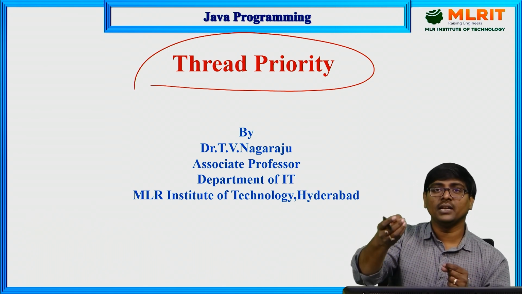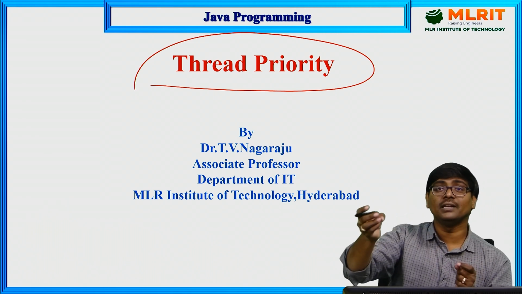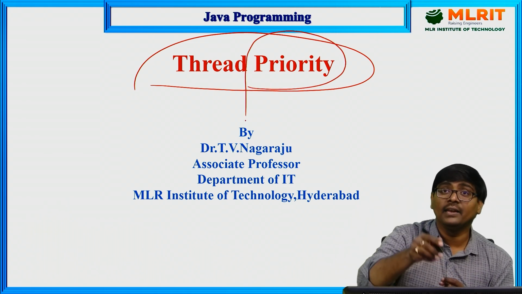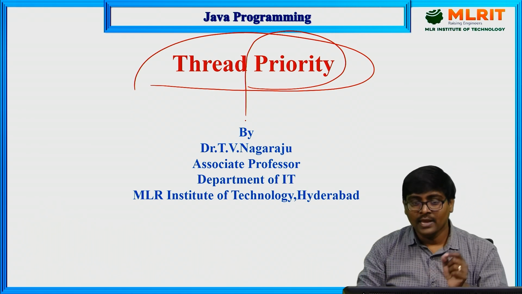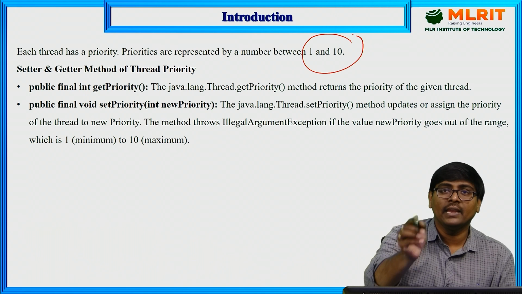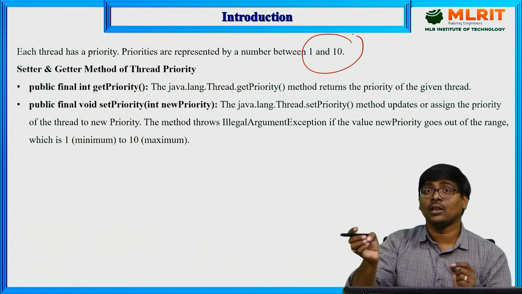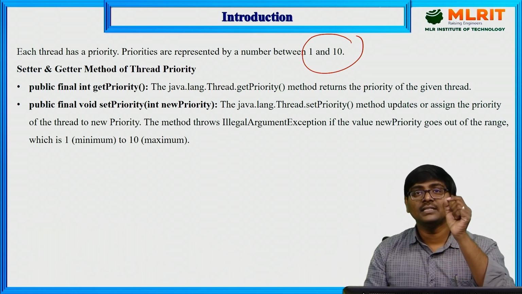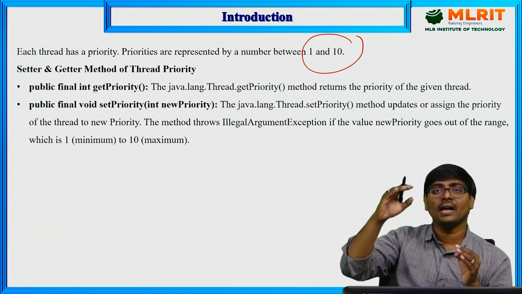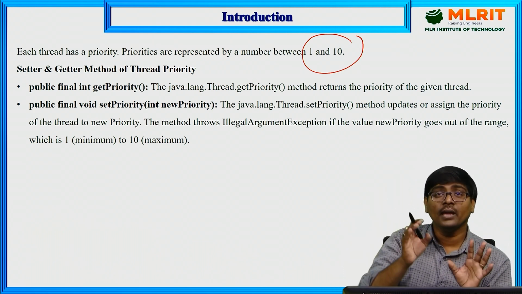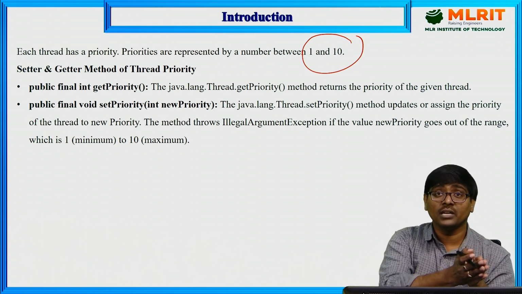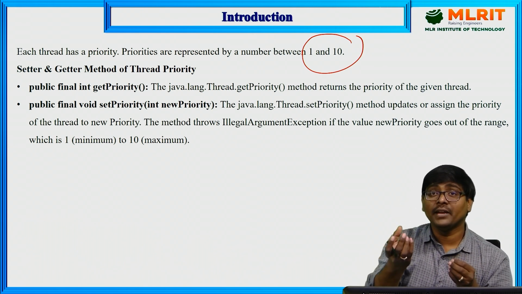How will you say that this thread is important, and this thread is not at all important? By assigning the priority number. So in threads, the priorities are assigned by giving a number from 1 to 10. 1 specifies the thread has the lowest priority and 10 specifies the thread has the highest priority. Now, how are we assigning priority to threads?